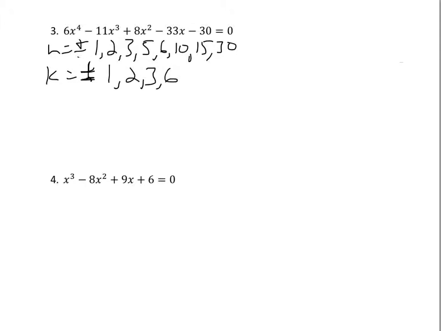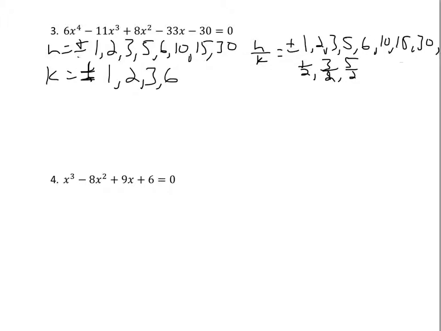So h over k is going to have a whole bunch of possibilities. Okay? h over k could be plus or minus 1, 2, 3, 5, 6, 10, 15, 30. Also, all those things over 2. So 1/2, 3 halves, 5 halves, 6 halves we don't need because it's already there at 3. 10 halves we don't need, 15 halves we do, and 30 halves we don't need.